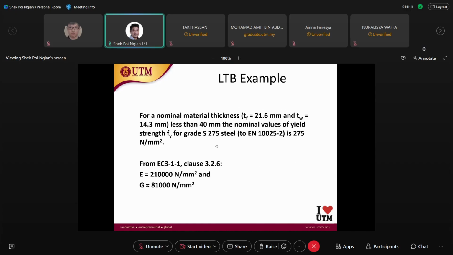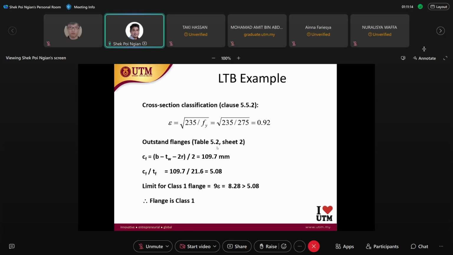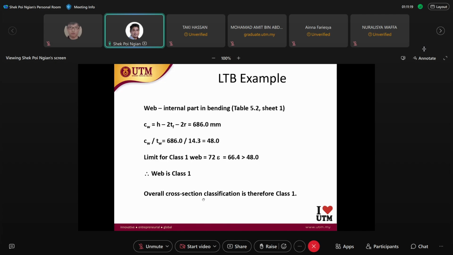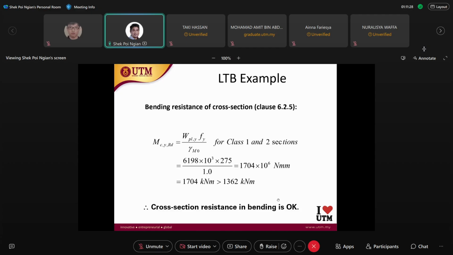First, we check the classification, which is required to get the class of the section. We conclude our section is class 1. Then we check the moment resistance, and for a class 1 section we use Wpl,y. Then we get our bending resistance. Bending resistance is 1704, and our maximum bending moment is 1362. So cross-section resistance in bending is okay.